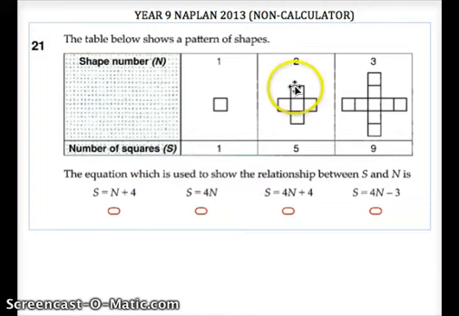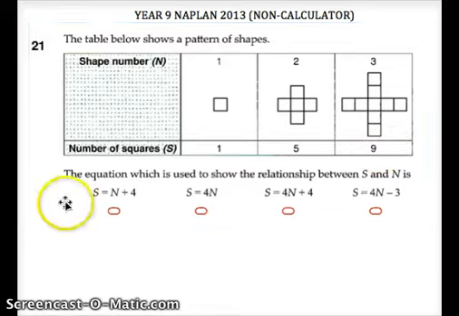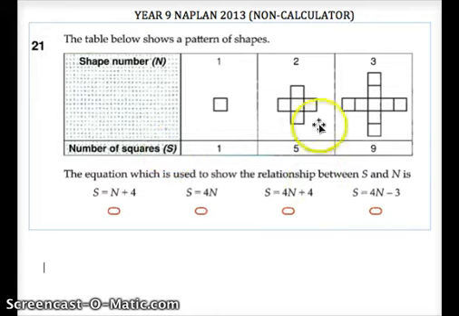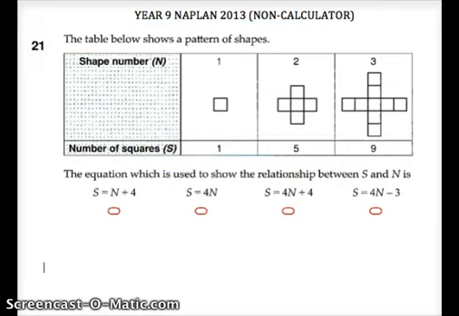In this second diagram, we've got 1, 2, 3, 4, 5 squares, so S is 5, because we've got 5 squares. And in the last diagram, if you count the squares, you've got 9 squares, so number of squares, S, equals 9. So you have to work out the equation which is used to show the relationship between S, the number of squares, and the shape number. So you can attempt this question now.